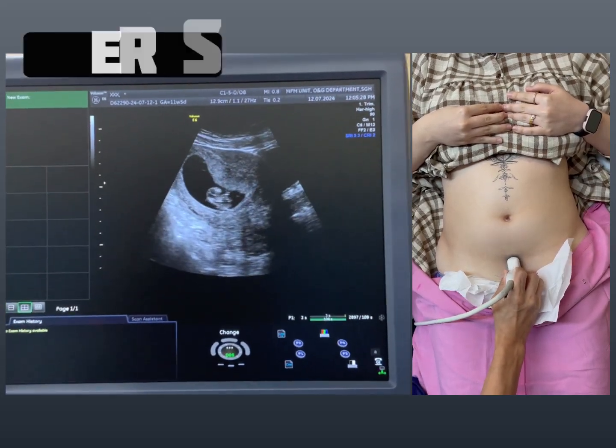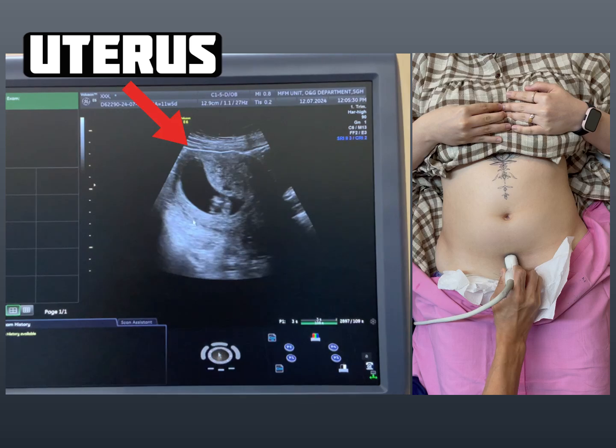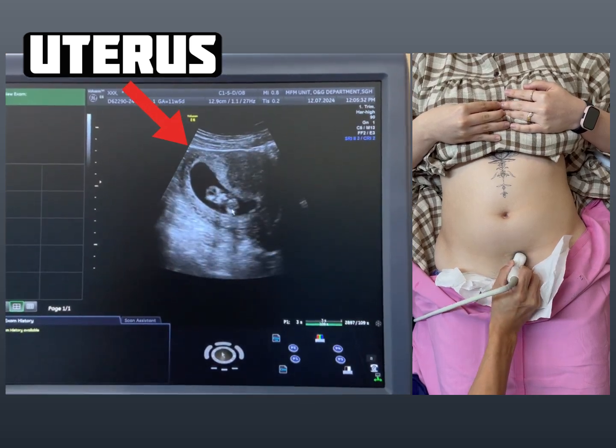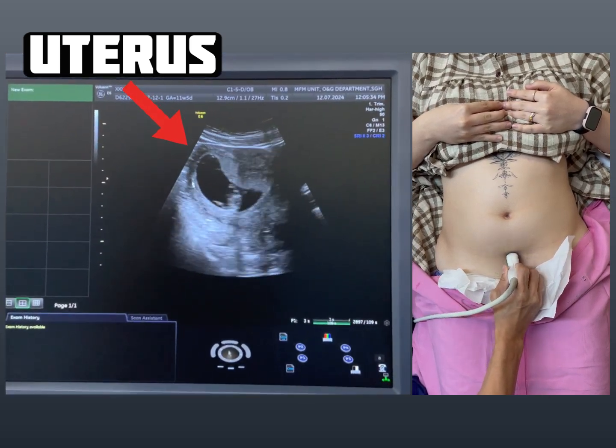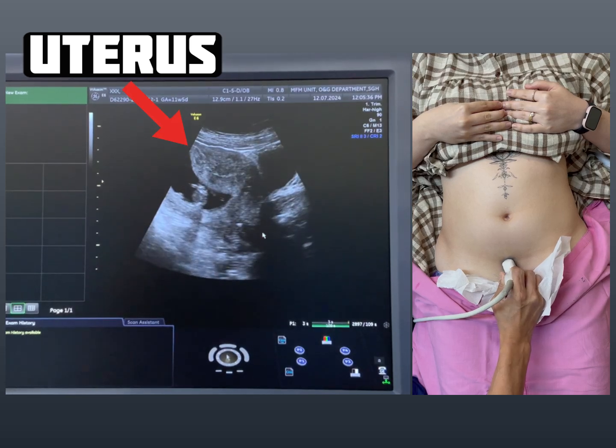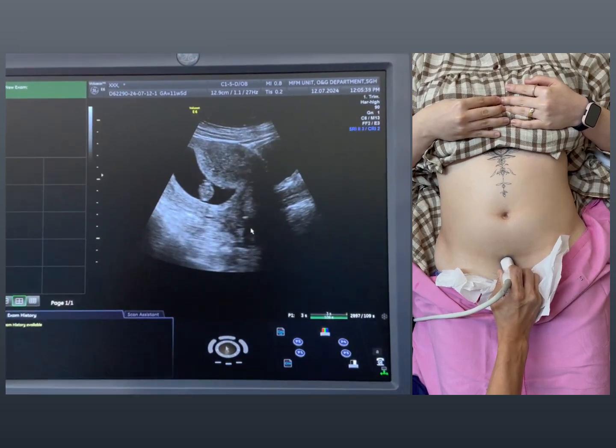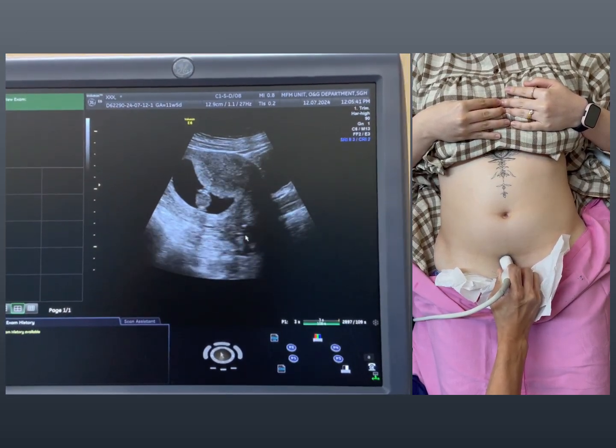As you can see on the arrow here, that's the uterus. You can be sure that this is an intrauterine pregnancy now because you can see the uterus outline. Ideally, you should be following the cervix. So we want to focus outside of the uterus when we're doing a fast scan.